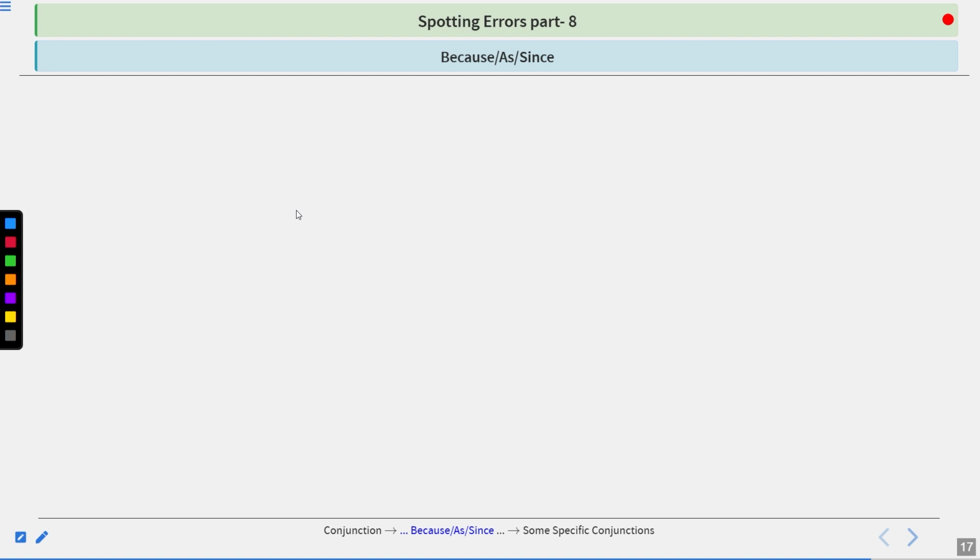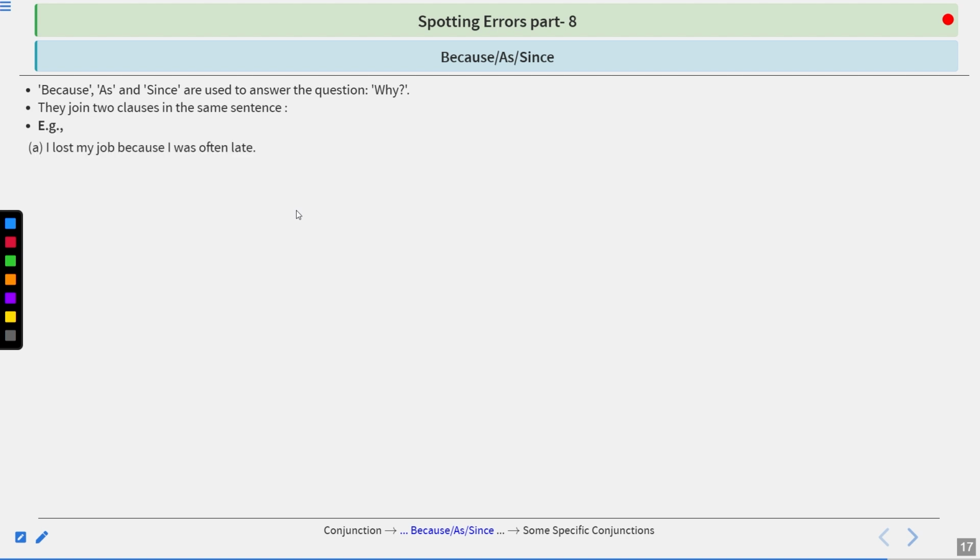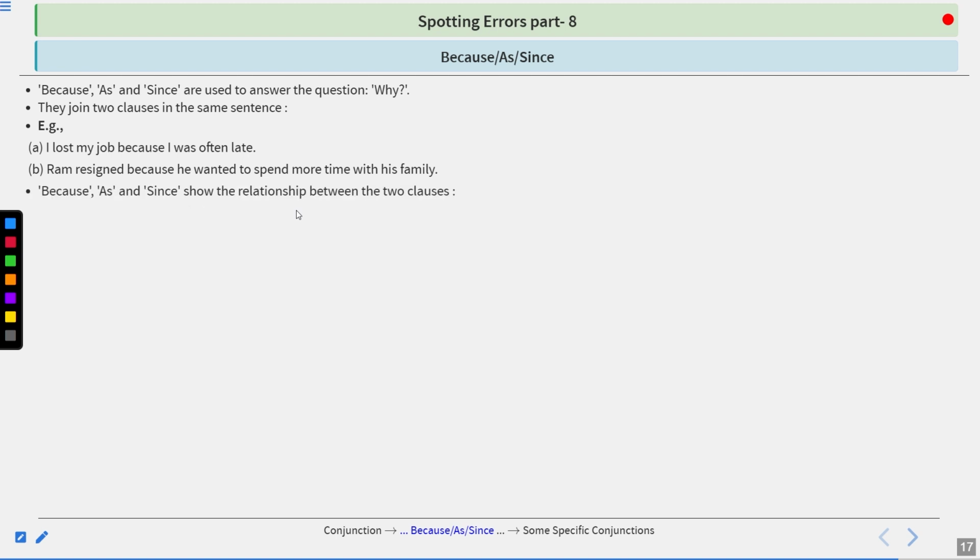Because, as, since. Because, as and since are used to answer the question why. They join two clauses in the same sentence. I lost my job because I was often late. So this is the cause of losing the job. Ram resigned because he wanted to spend more time with his family. Because, as and since show the relationship between the two clauses.